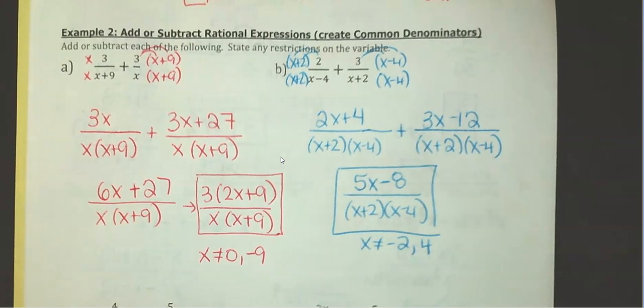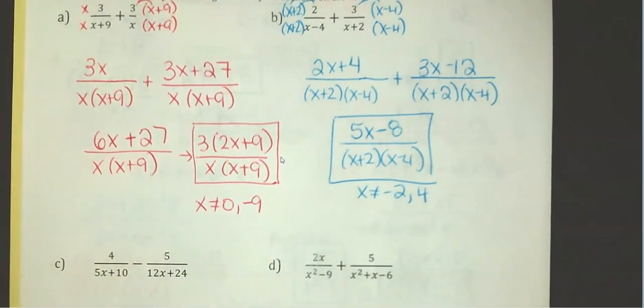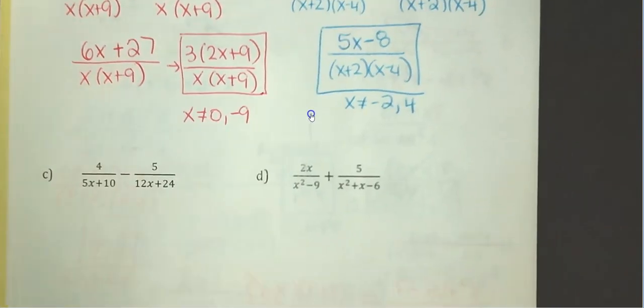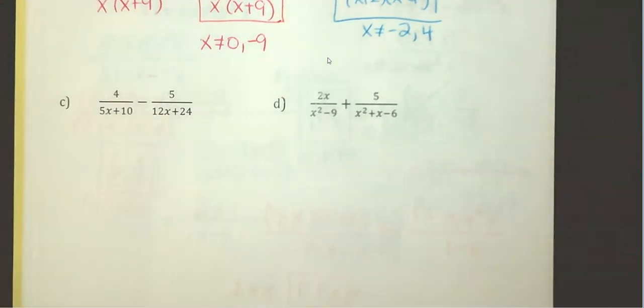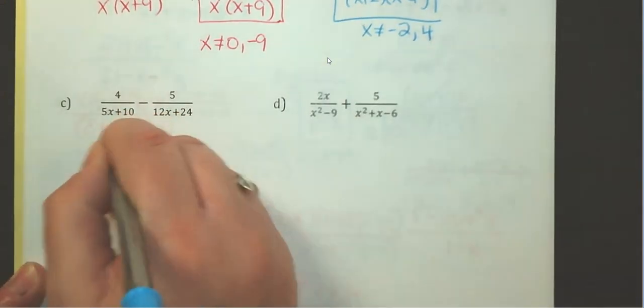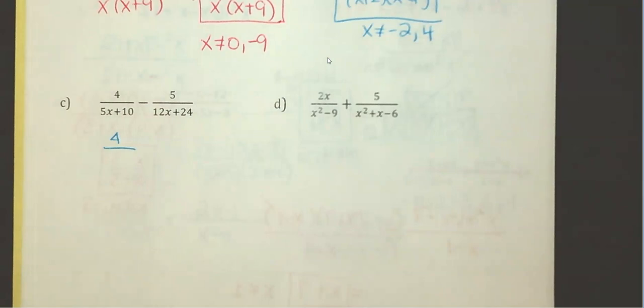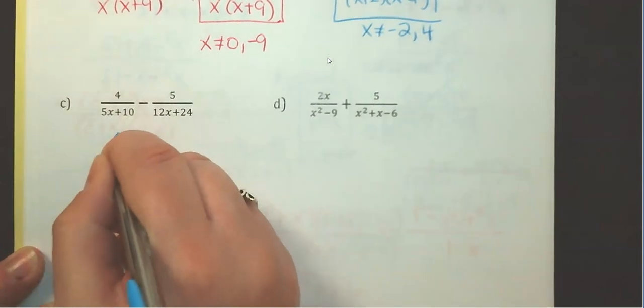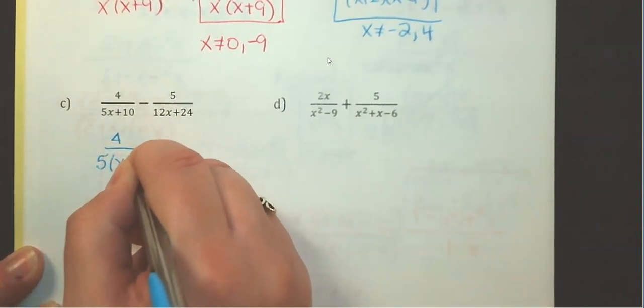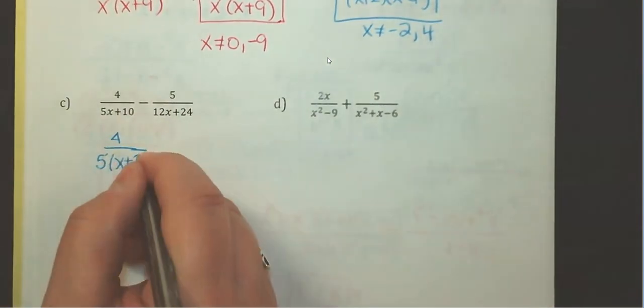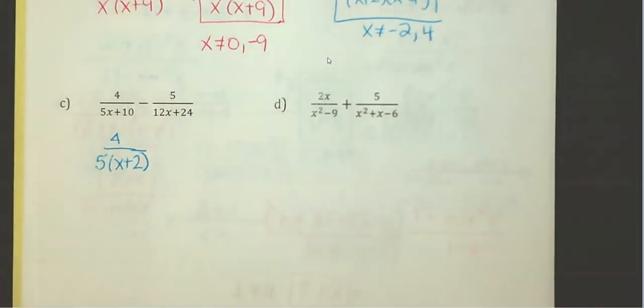Okay. Now, these are a little trickier. I'm going to factor the bottom of this fraction real quick. So I have 4 over, and then I've got 5x plus 10. Would you guys be okay with me saying 5 and 10 are both divisible by 5, right? Okay, so this is really in factored form, that first fraction, 4 over 5 times x plus 2. You want it in factored form. It'll make it easier to do.